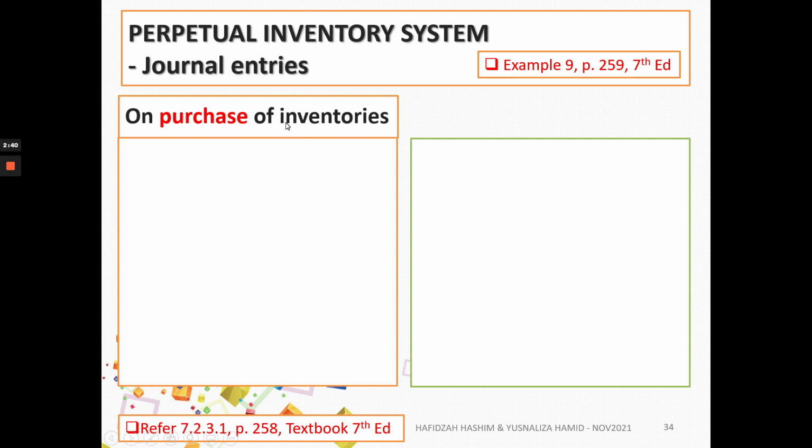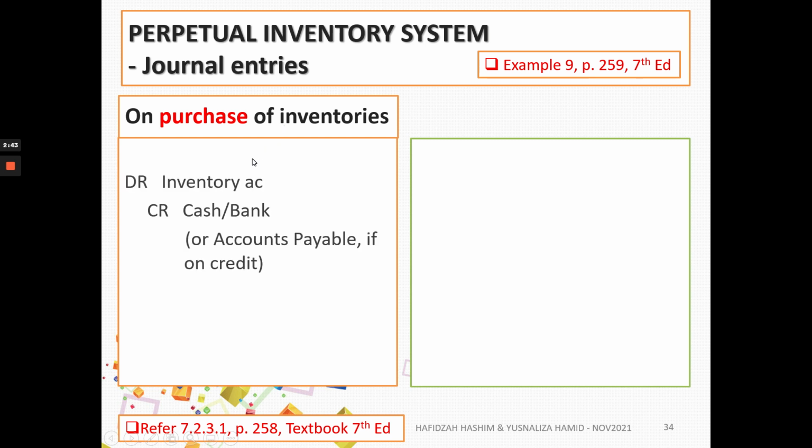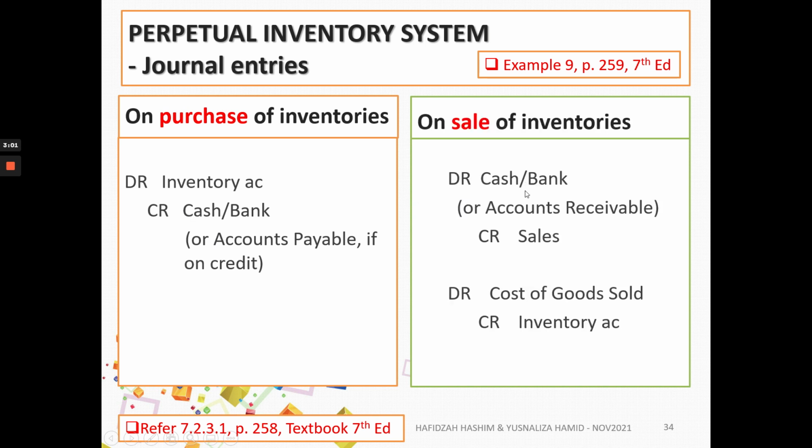On purchase of inventories, you are going to debit inventory and credit cash or bank. If accounts payable is credited, that is the case if you purchase on credit. But if cash is involved, you will credit either cash or the bank account. On sale of inventories, these are the journal entries involved. Normally the credit sales or the cash sales will be recorded depending on what is to be debited, but the sales account will be credited.